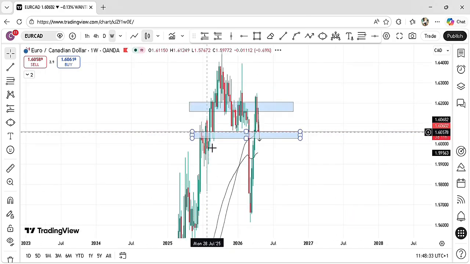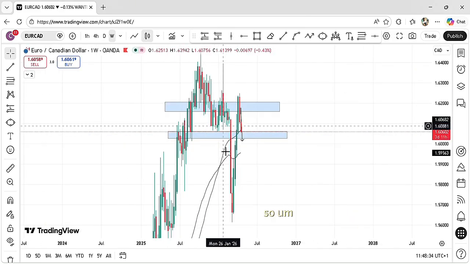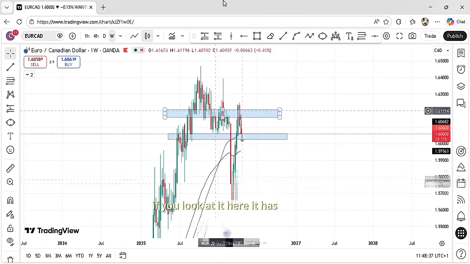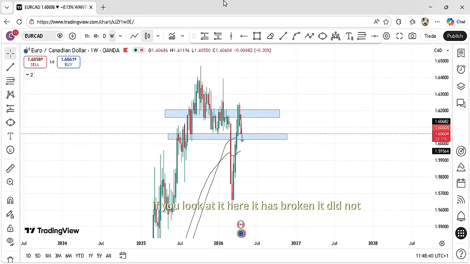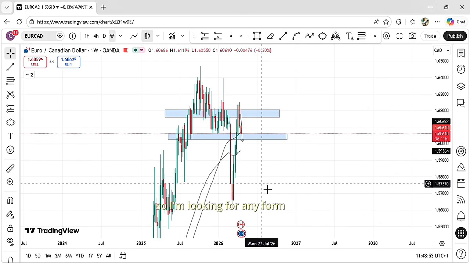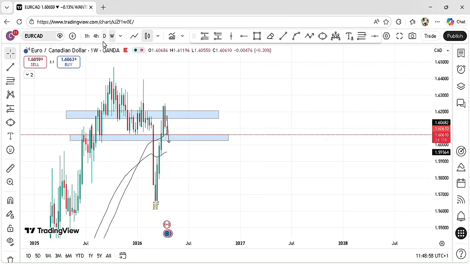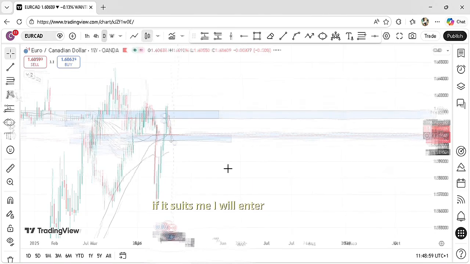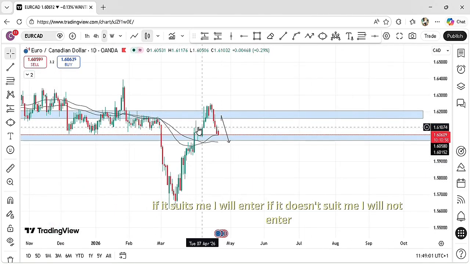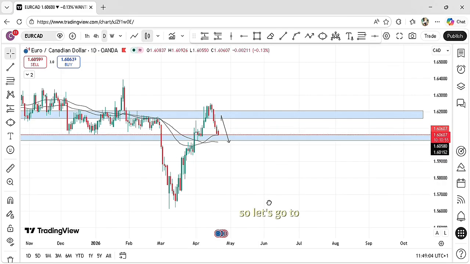It's loading now. So if you look at it here, it has broken. It did not come to retest here. I'll remove this, and now I'm saying okay, price should at least retest here before pushing to the downside. So I'm looking for any form of reaction here. If it suits me, I will enter. If it doesn't suit me, I will not enter.